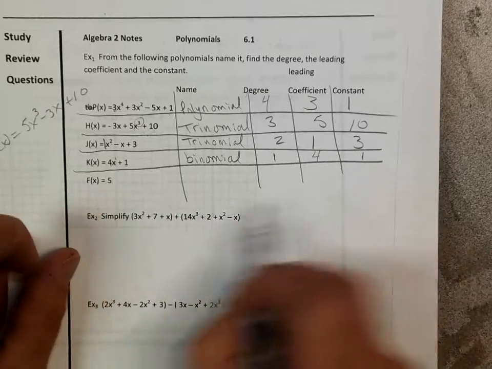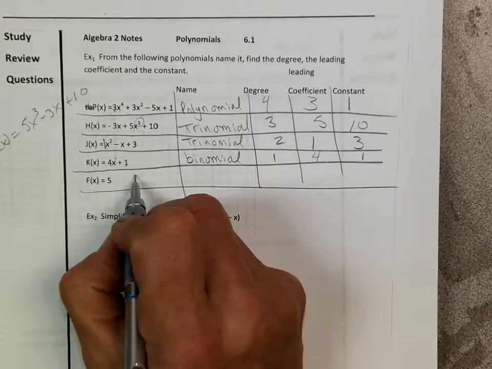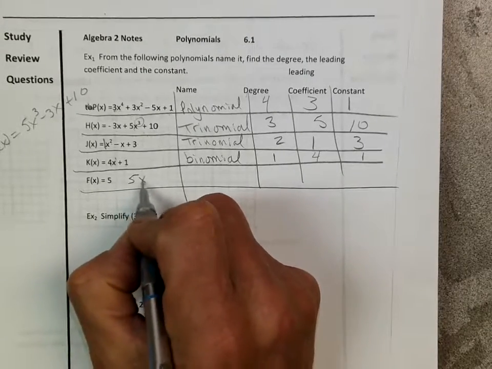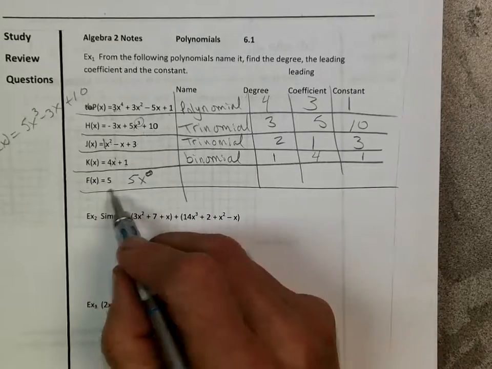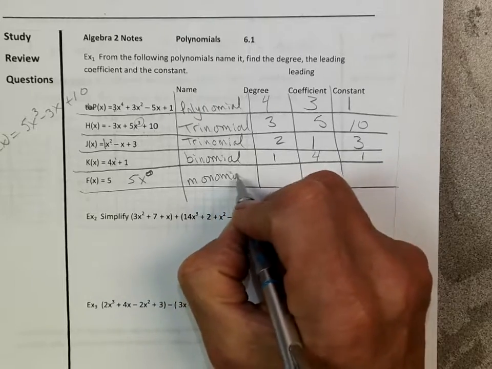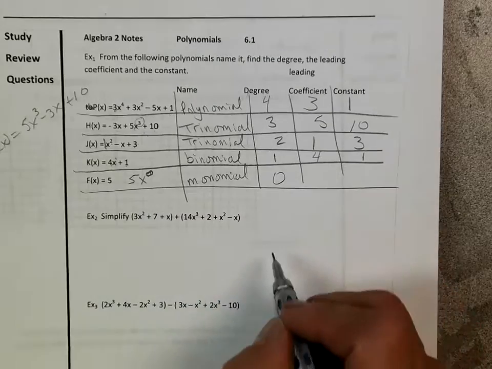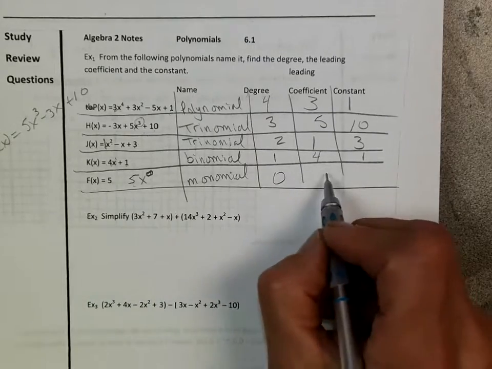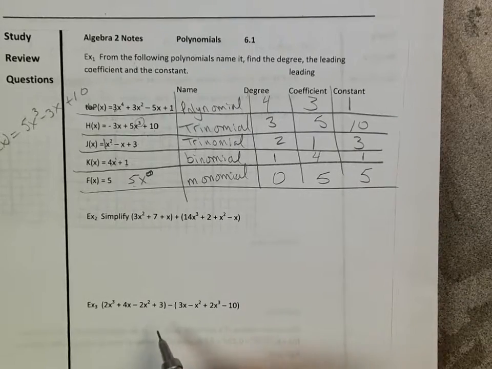It's easy. Last one, f of x, don't get too confused because it's really, in a sense, 5 times x to the 0 power. You'd never write x to the 0 power, but you could. It is a monomial. Its degree is 0. Its coefficient would be 5, which is also its constant, isn't it? That's the only tricky one.